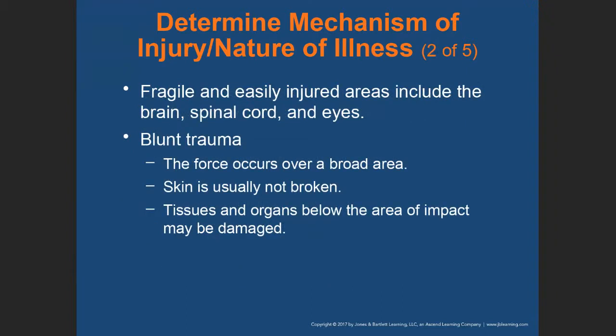Now, fragile and easily injured areas include the brain, the spinal cord, and the eyes. And when we talk about trauma, there are two common types of trauma. They are not the only types of trauma, but the two most common types will be blunt force trauma and penetrating trauma. So blunt force trauma, the force occurs over a broad area. The skin is usually not broken. Tissues and organs below the area of impact may be damaged.